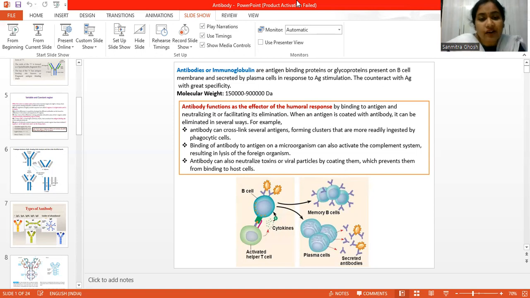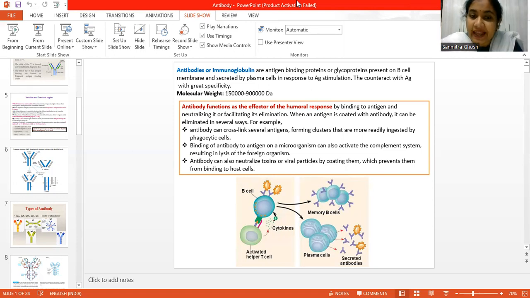Secondly, the binding of the antibody to the antigen on the surface of a microorganism can lead to the activation of the complement system, either by the classical pathway or by the alternative pathway. And it can lead to the formation of a very efficient component, which is known as the MAC complex, or the membrane attack complex. And that membrane attack complex can lead to the lysis of the foreign microorganism.